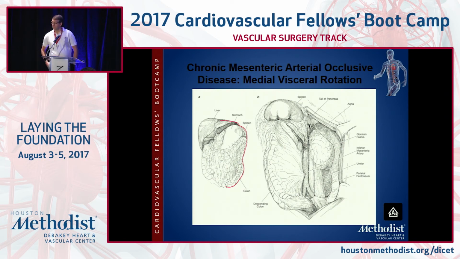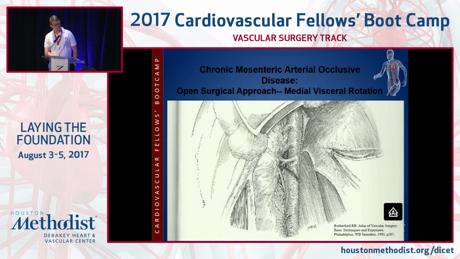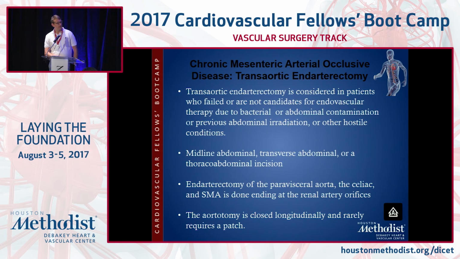But this can be treated with aortic endarterectomy, and one approach to this is a total medial visceral rotation. Either through a midline or probably more commonly a transverse upper abdominal incision, all of the viscera can be reflected left to right to come down onto the aorta and the origins of the vessels, like this. Another approach would be a thoraco-retroperitoneal approach. You could do that as well.